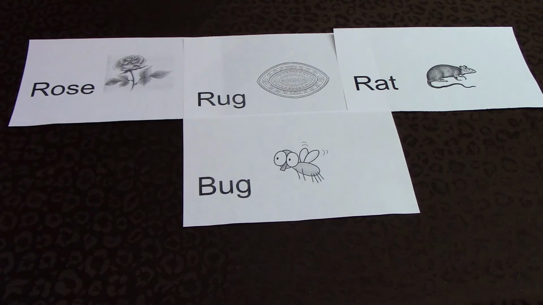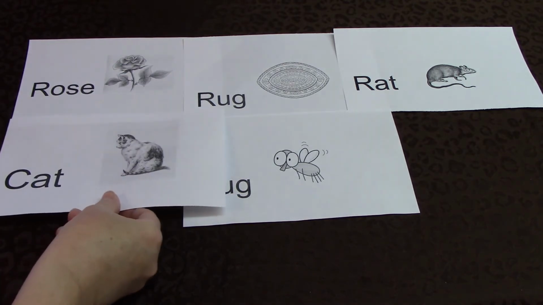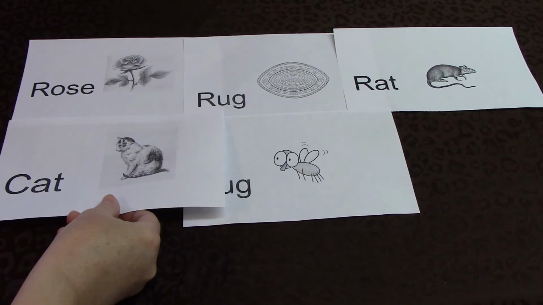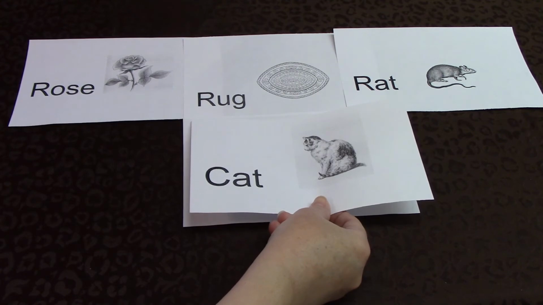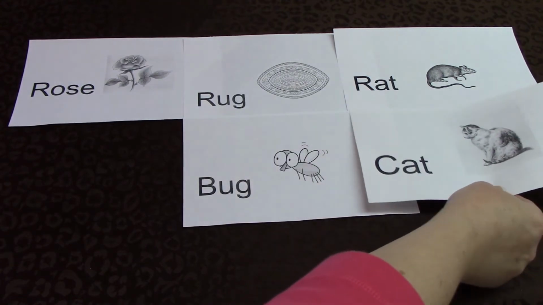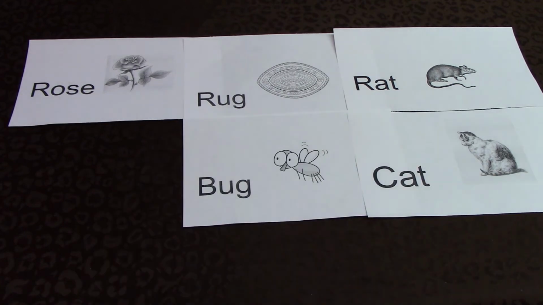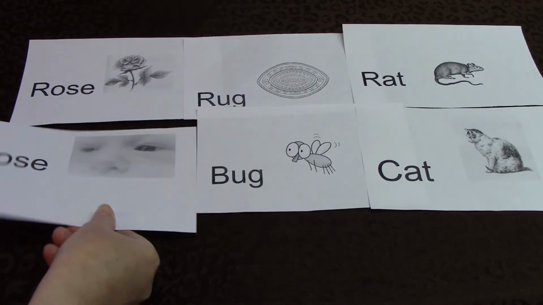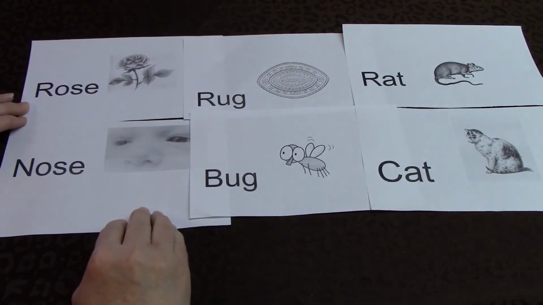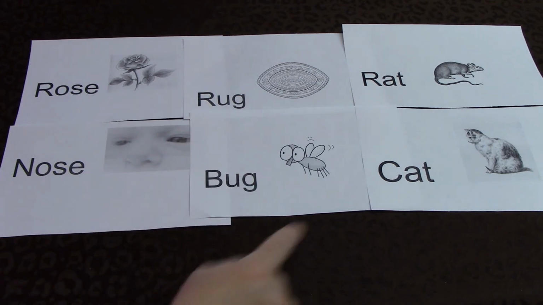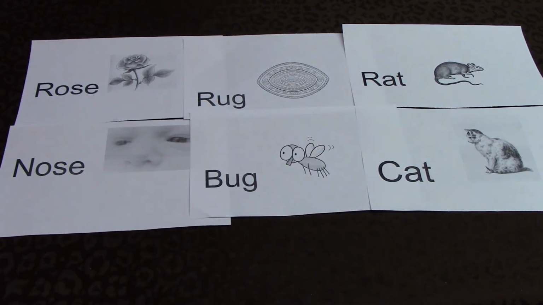Let's try again. Rose, cat. Does that rhyme? No. Rug, cat. Does that rhyme? No. Rat, cat. Does that rhyme? Yes. Rat, cat. Rose, nose. Does that rhyme? Yes, it does. Rose, nose, rug, bug, rat, cat. It has been fun to rhyme.